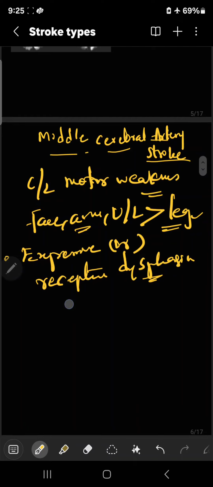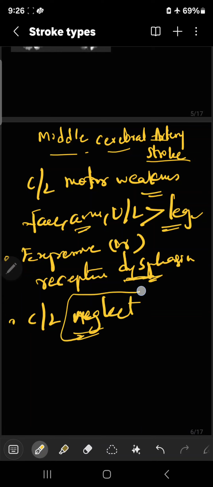So what is expressive dysphasia? Dysphasia is when the patient knows how to speak, but he has difficulty speaking. Suppose he wants to say some words, but he cannot formulate the sentence properly. So that is dysphasia. And the next one is contralateral neglect.